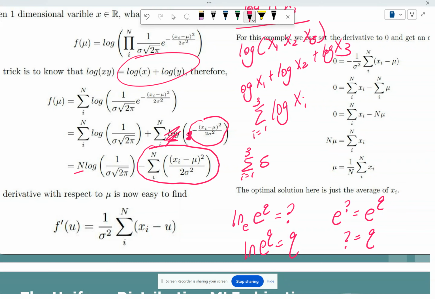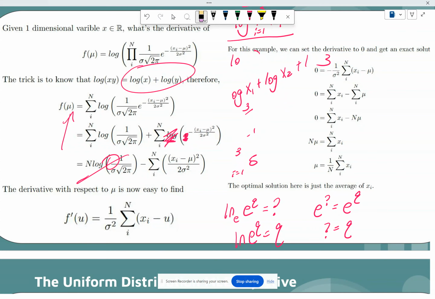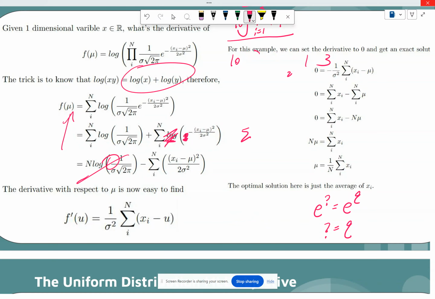And now we can take the derivative with respect to mu. There's nothing here, so we're just going to cross that out. That's equal to 0. This right here is also very easy to take the derivative of. Let's do it over here. Summation i to n, 2 sigma square, xi minus mu square.